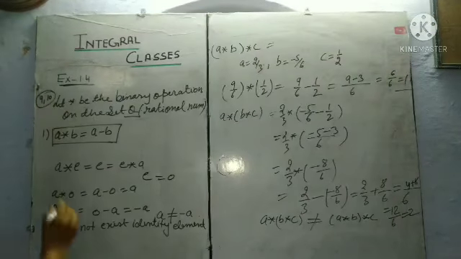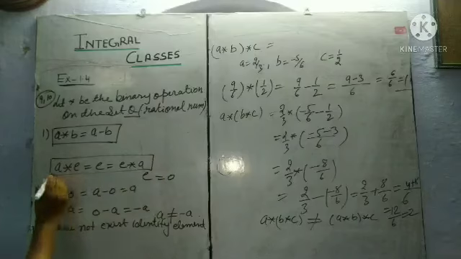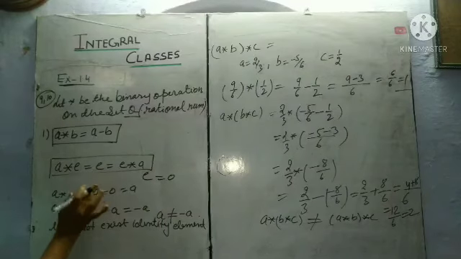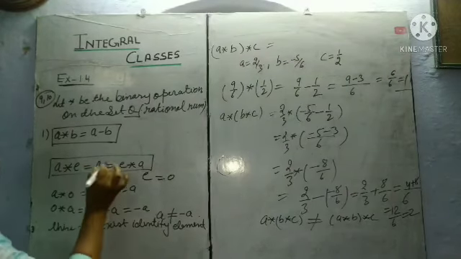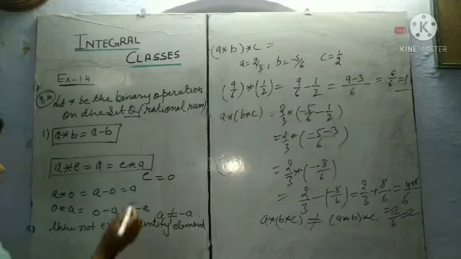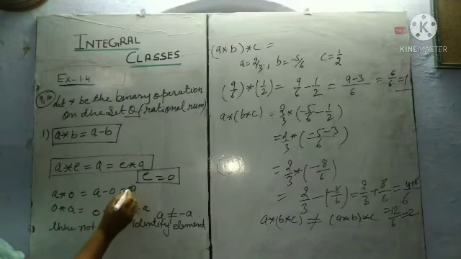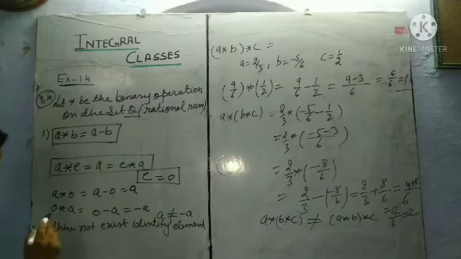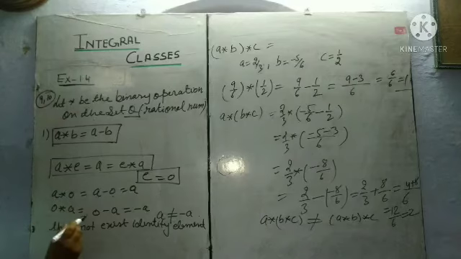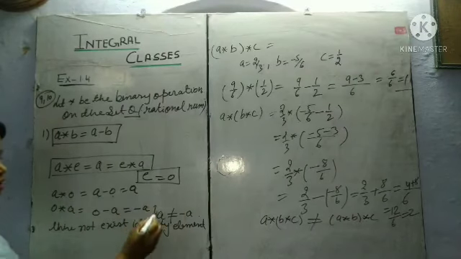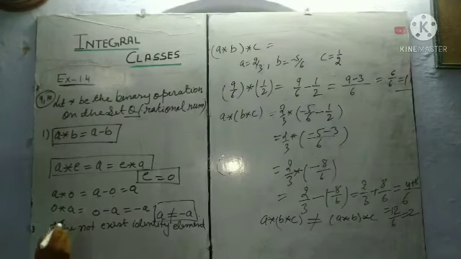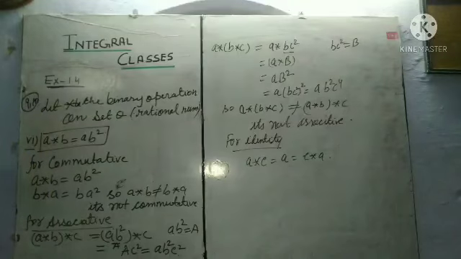Now for the identity element, we will apply the property A star E equal to A, and A equal to E star A. Now suppose we consider E equal to 0. Then A star 0 equals A minus 0, and we get A. On the other side we apply 0 star A equal to 0 minus A, which are not equal. So there does not exist an identity element. This is the first part of question number 9, 10.